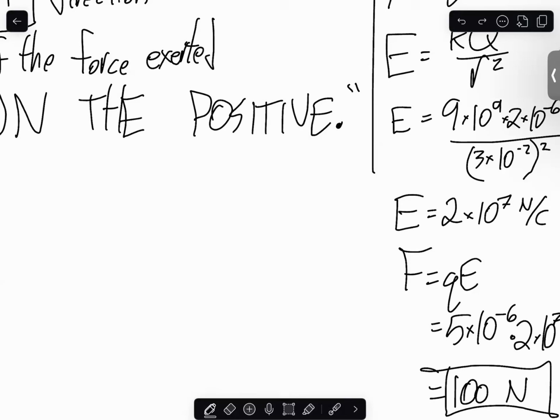So the direction is going downward because the electrons are going towards the... No, because I'm asking about the force on the positive charge. The positive charge is attracted. Which direction is it attracted? It's attracted that way. Downward, okay. That makes sense. Okay, thank you.